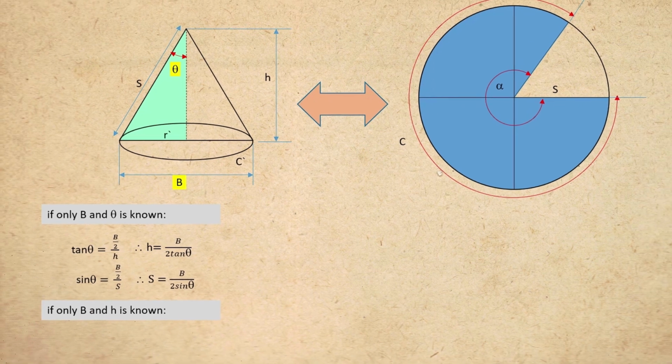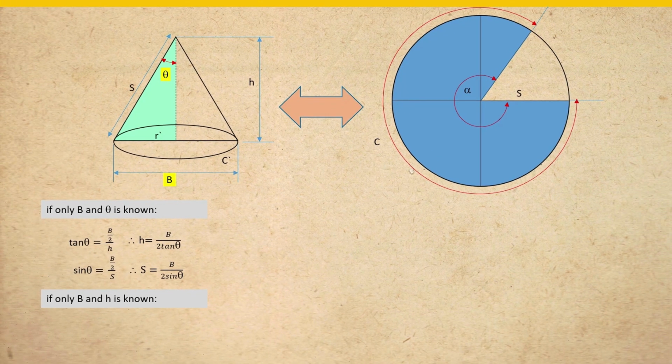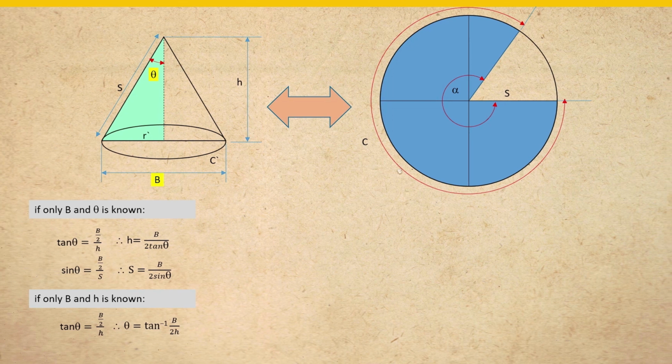If base b and height h is given, let us solve for the angle. The tangent of angle theta is equal to half of b, divided by h. Therefore angle theta is equal to the inverse tangent of b, divided by 2 times h. For the dimension s, you can solve that using the equation above.